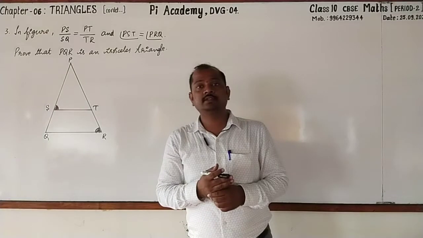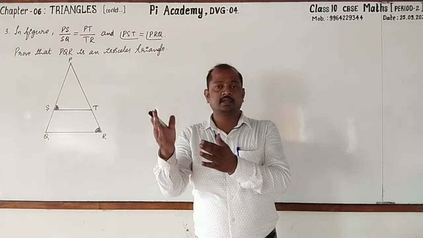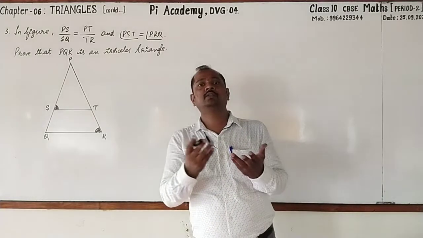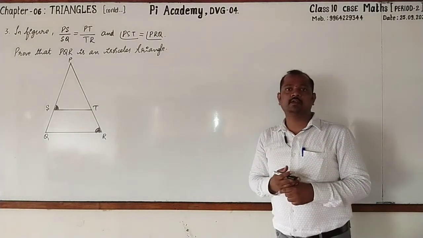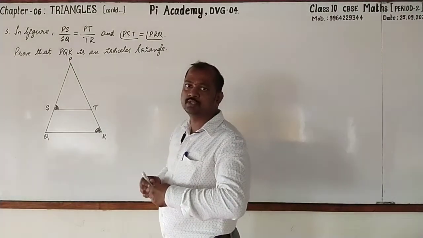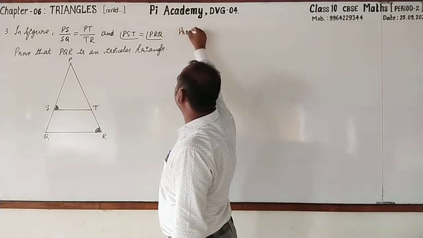Even the isosceles triangle property as well. That is, the sides opposite to equal angles of a triangle are equal, or the angles opposite to equal sides of a triangle are equal. Let's go for using that. Here I'll go for writing the proof directly.